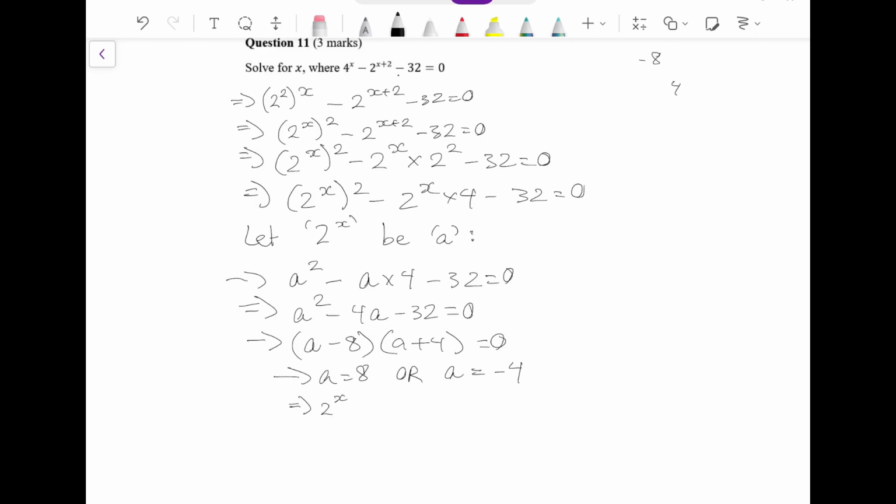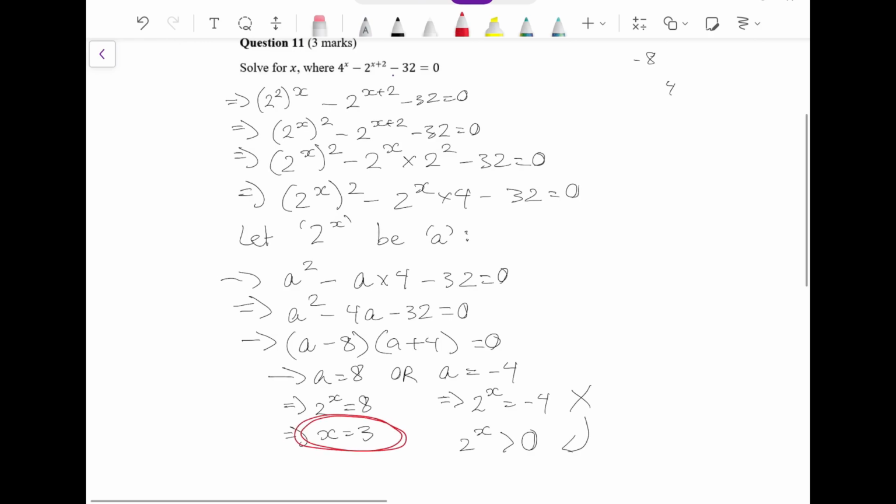So have 2 to the power of x is equal to 8. So x is equal to 3. In this situation, you have 2 to the power of x is equal to negative 4, which is impossible because 2 to the power of x must be larger than 0. So your final answer is x is equal to 3.